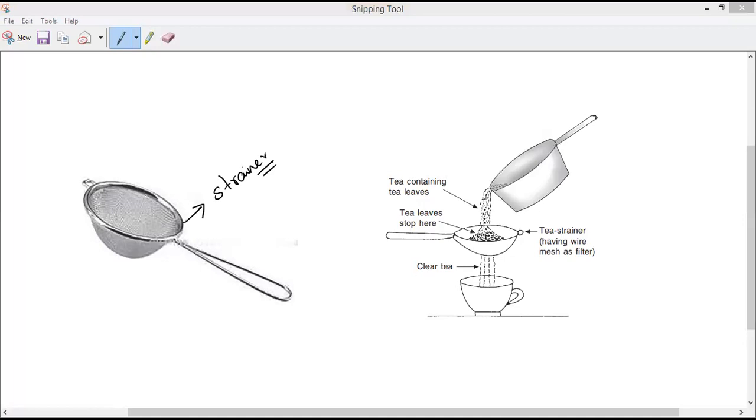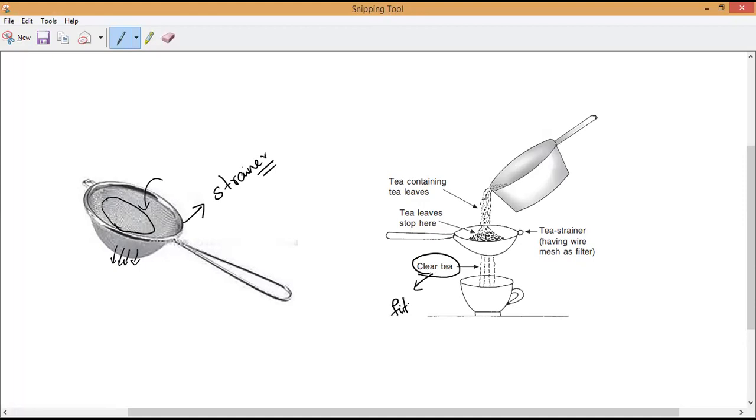So our mother will pour through this, so what is happening? All the tea powder will get stuck in this. You can see only the pure liquid passes through. That is what we collect as clear tea. So the clear tea we call what? Filtrate. We call it filtrate.